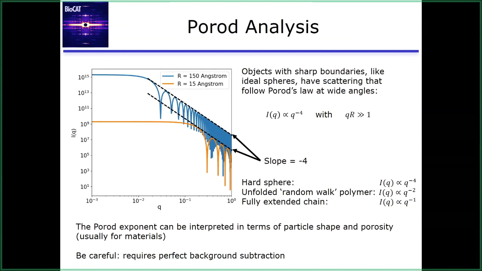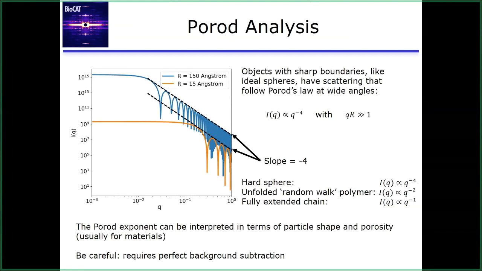And it's dropping like q to the minus 4. Now, of course, our systems in solution are generally not hard spheres. Proteins have little bits sticking out. They tend to wiggle. They don't have sharp edges. So the exponent varies depending on what you're looking at. Hard spheres are q to the minus 4. Unfolded random walk polymers are q to the minus 2. Fully extended chains in solution, q to the minus 1.